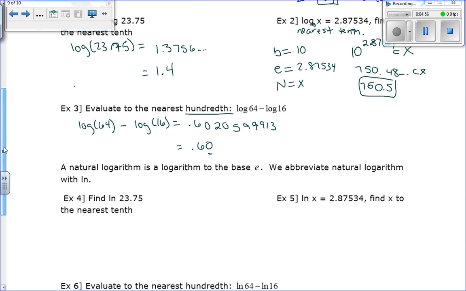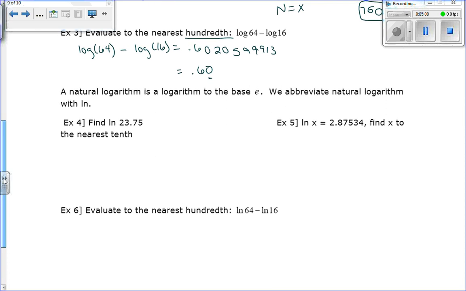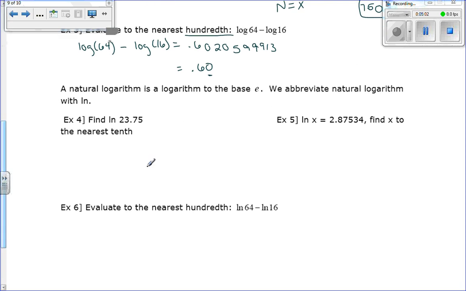Alright, the next example is with natural logs. The natural log is a log with the base e. A log without a number base is base 10. This is base e. Remember, e is just an irrational number. We abbreviate natural log with ln.